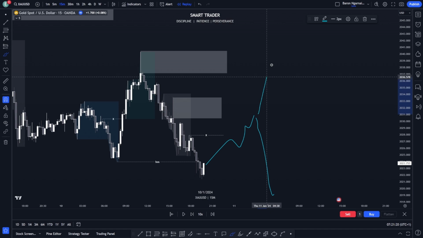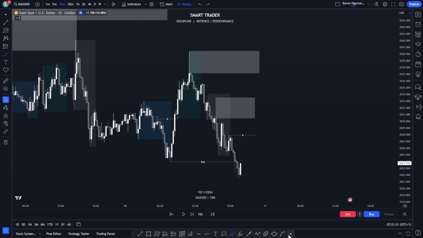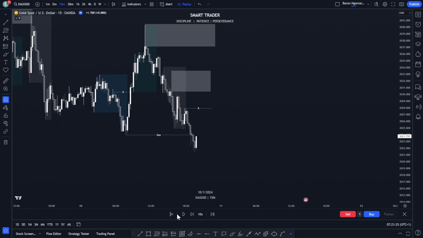Or if the market pushes higher and mitigates this extreme order block and gives us any signs, any indications of reversal, we can also take a sell based on this small internal structure here. Okay, so let's wait and see what the market will do.